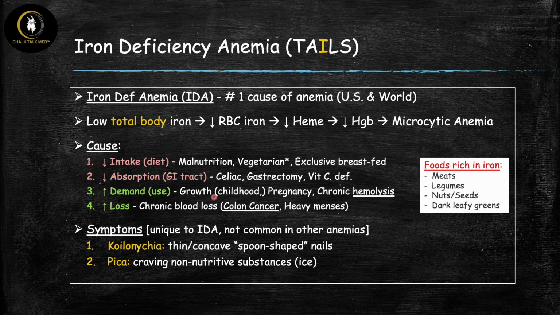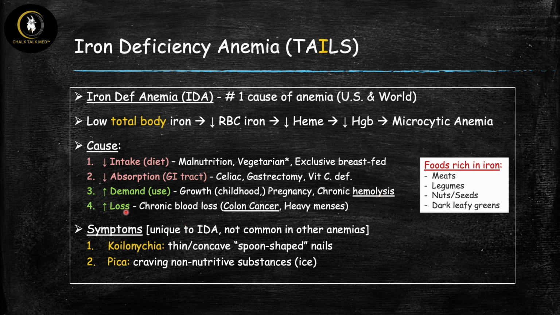Increased demand usually occurs in childhood due to growth. Also in pregnancy, this is a very important and common cause of iron deficiency anemia. And then finally, patients who have chronic hemolytic diseases are going to have an increased demand for iron because they're constantly breaking down and hemolyzing red blood cells, so they need more iron to be able to replace those red blood cells, and so they can actually get a secondary iron deficiency anemia from their hemolytic disease.